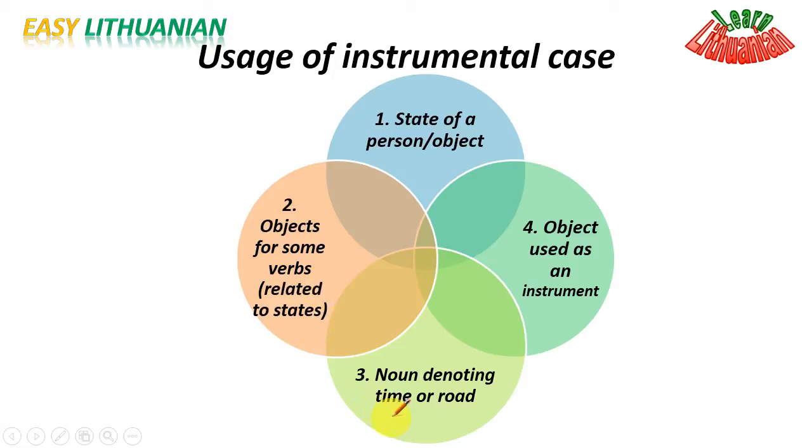Now the third usage is when a noun denotes time or road. You'll see those examples. And the fourth, an object used as an instrument. So basically this is it. You'll see the examples.